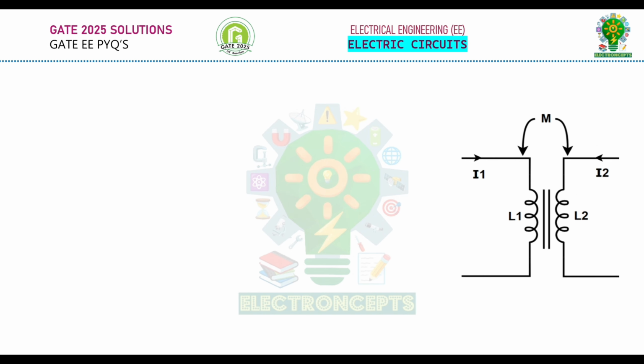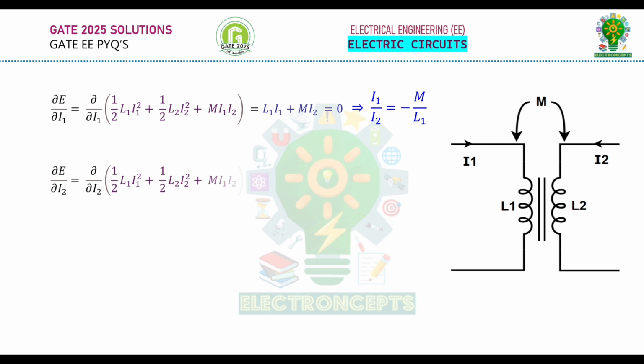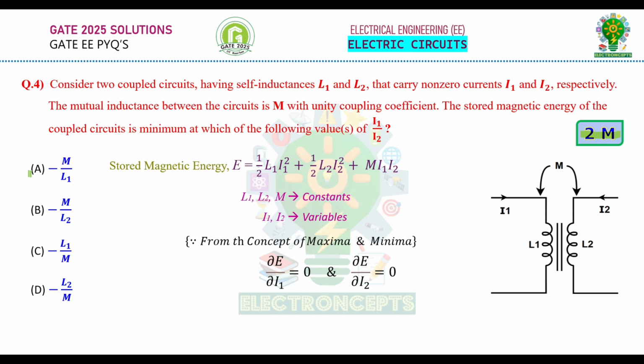Let's solve for this. Taking the first equation, dou E by dou I1, and doing partial differentiation, we get L1 I1 plus M I2 equal to 0. From this, we get I1 by I2 is equal to minus M by L1. Similarly, solving for dou E by dou I2 equal to 0, doing partial differentiation, we get L2 I2 plus M I1 equal to 0. From this, we get I1 by I2 is equal to minus L2 by M. Now, let's go through the options and mark the correct options. Option A and option D are correct.